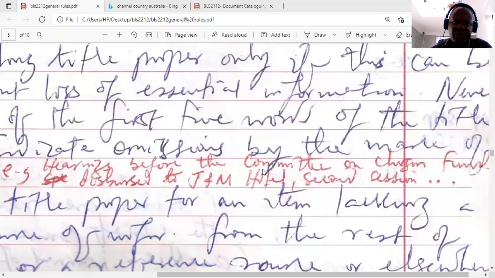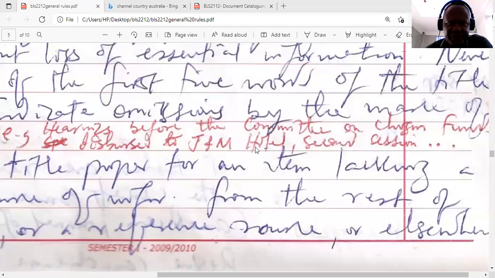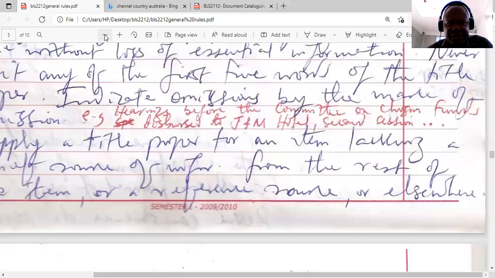I will continue from where we are by sharing the screen once more, and I continue from where we were. I was giving an example of a title proper, which is so long. According to the rules, we cannot omit any of the first 5 words. And you can see this is as long as it is. Hearings before the Committee on Chogom Funds, disbursed to J and M Hotel second session. So the first 5 words are untouched, but you can see the mark of omission, which is appearing there. It would mean that other parts of the title proper have been omitted.